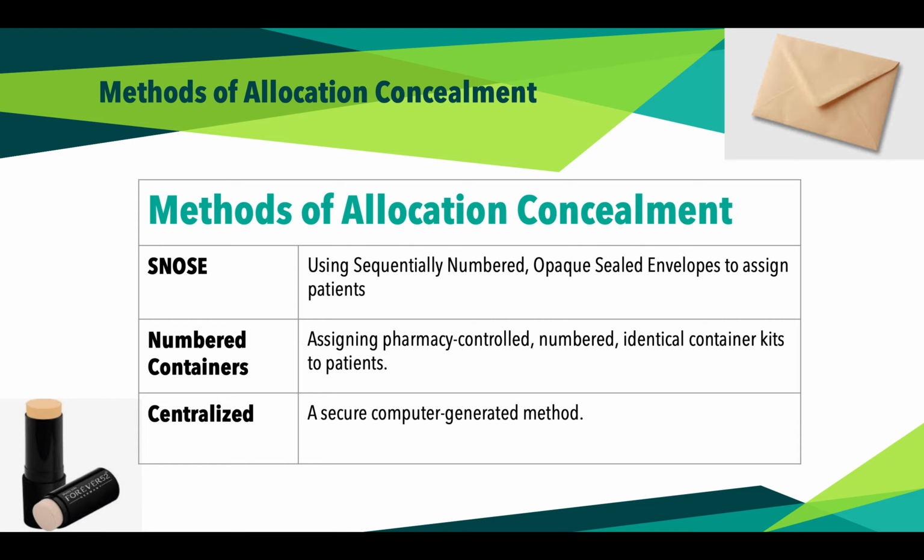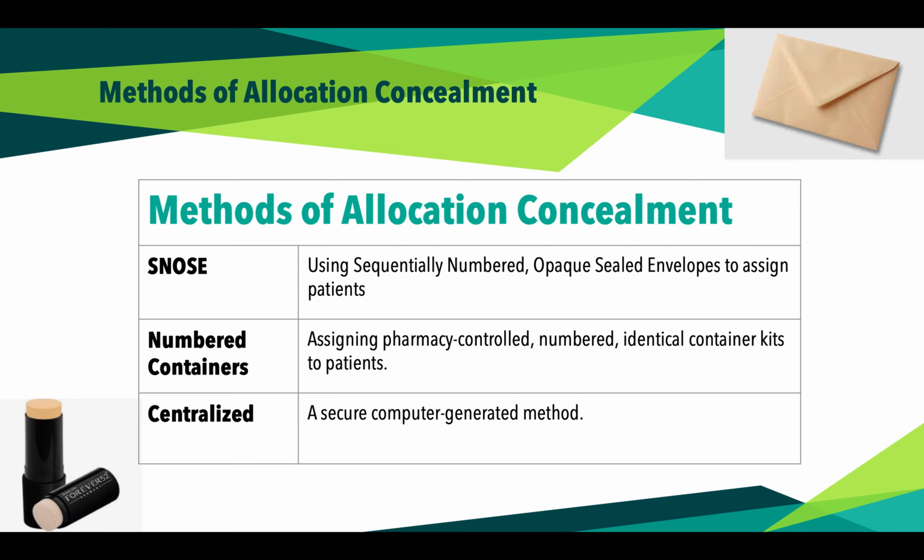The first method is called SNOS, which stands for Sequentially Numbered Opaque Sealed Envelopes. The way this works is, say there are 500 patients to be randomized. There would be 500 envelopes numbered from 1 to 500. And then the randomizer would take the list of 500 patients and assign each one to an envelope starting with the first envelope. These envelopes contain which arm of the treatment trial the patient will be assigned to, and the envelopes themselves are also randomized.